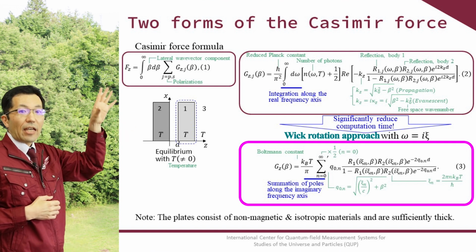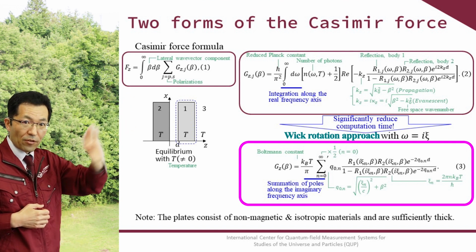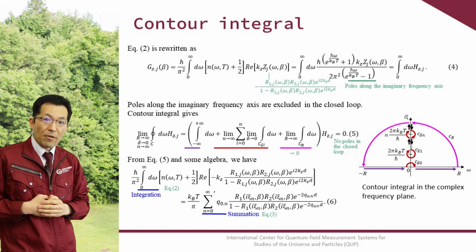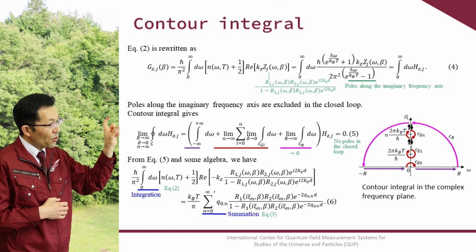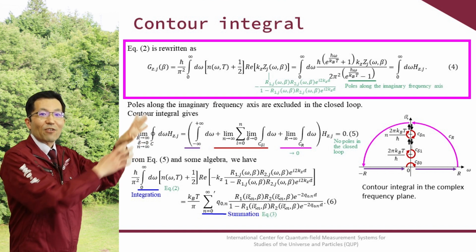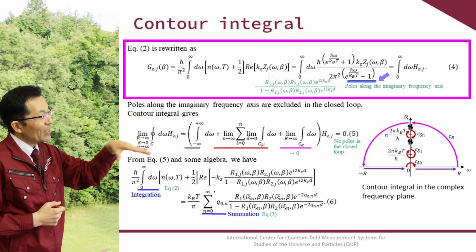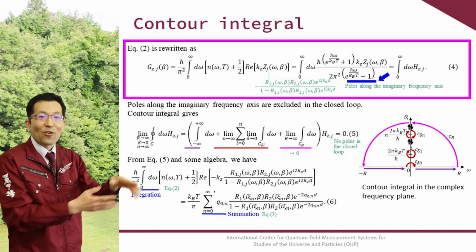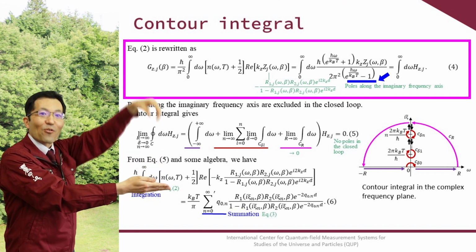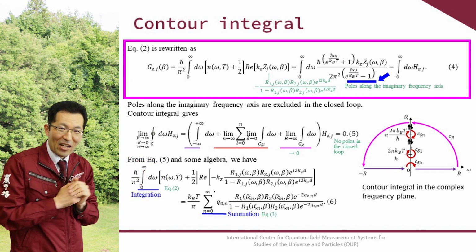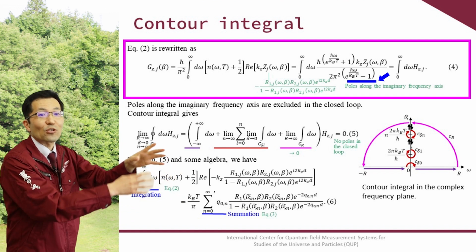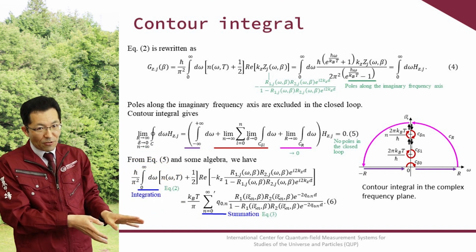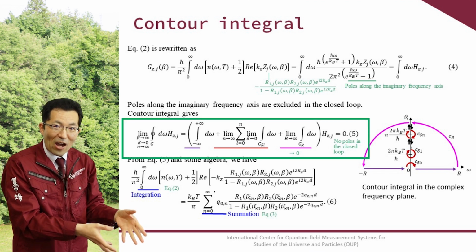To validate the equivalence of equations 2 and 3, let's go through the mathematical steps. We use a control integral. Equation 2 is rewritten in the form of equation 4. From the denominator term, now we know there are poles along the imaginary frequency axis, as shown in the schematic. The integration path is selected to exclude those poles. The control integral gives equation 5.